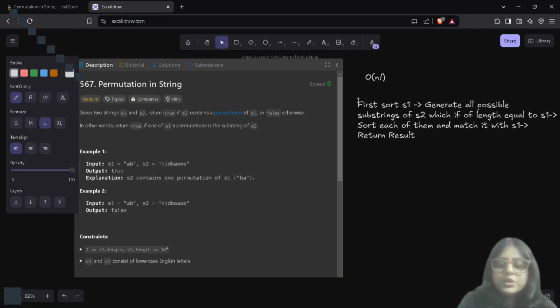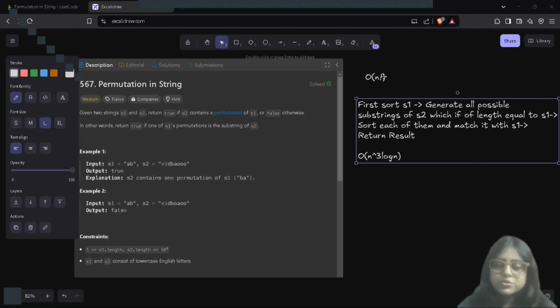So this particular operation alone, figuring out all the substrings, will be n square, and then sorting each substring will be another n log n operation. So total will be n cube log n. So this solution is n cube log n. So now when we have two solutions to the same problem, one is computationally very expensive and the other one is slightly better, which is n cube log n. I think you must be looking for a much more efficient approach which you can actually solve in interviews. So what can that be?